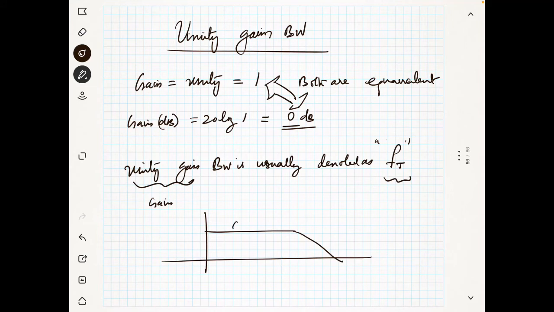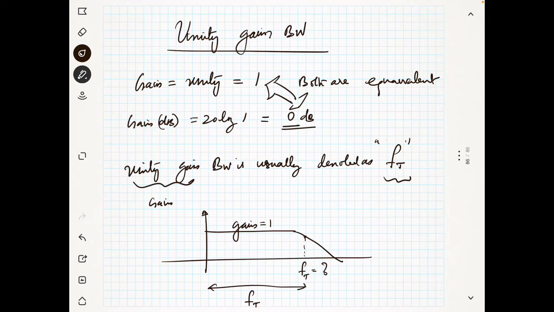This gain is equal to 1, and the corresponding value of the critical frequency is FT. So I will just assume that my gain is equal to 1. So what is the unity gain bandwidth here? The unity gain bandwidth is nothing but FT. That's the unity gain bandwidth.